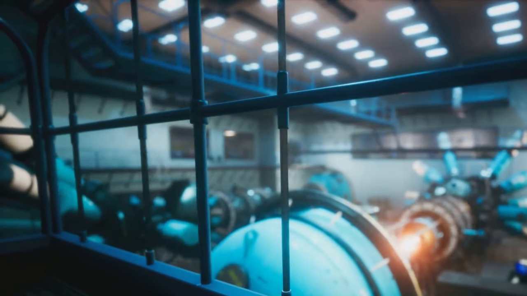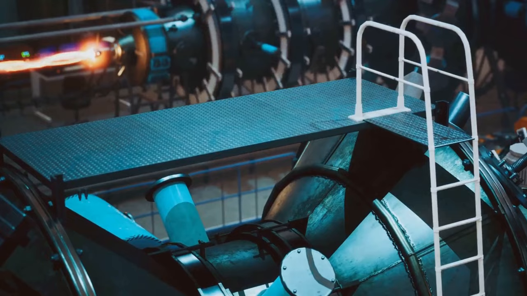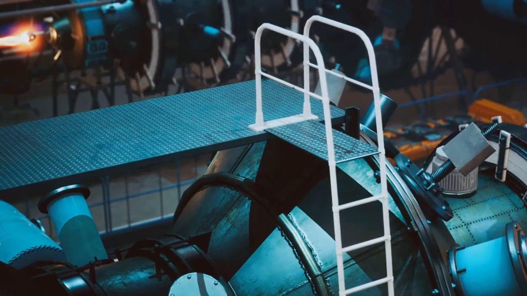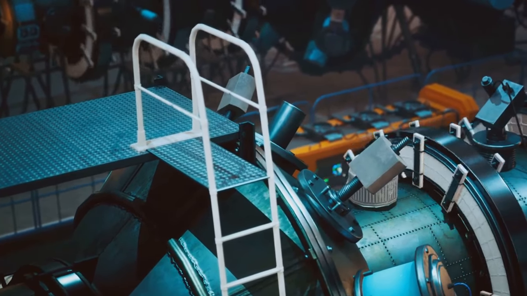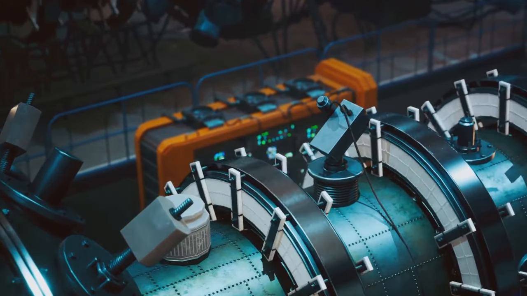To reach or exceed the speed of light, an object would need infinite energy, which is unfeasible with our current understanding and technology. This is not just a technological limitation, but a fundamental law dictated by the universe itself.